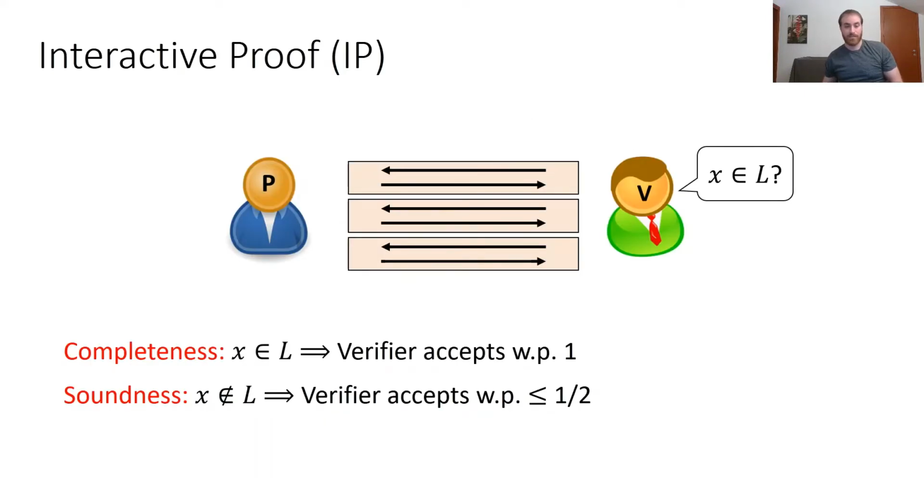So in an interactive proof, or IP, we have a verifier who wants to know the validity of some claim. It interacts with the prover over multiple rounds, and then decides whether to accept or reject the claim based on this interaction. Completeness says that if the claim is true and everyone acts honestly, then the verifier should always accept. And soundness says that if the claim is false, then no matter what the prover does, the verifier should accept with probability at most 1/2.